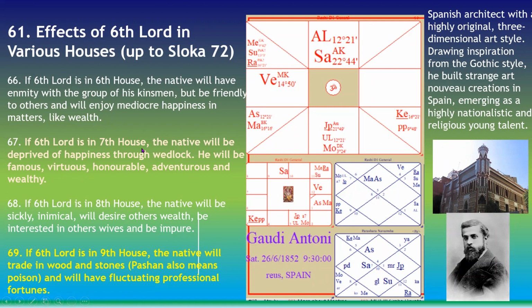And if the sixth lord is in the seventh, now this is another very tricky combination. If the sixth lord is in the seventh, any association of the seventh lord, because you see, the seventh house is about relationships. The seventh lord is not meant to have any association ideally with the sixth house or the eighth house.